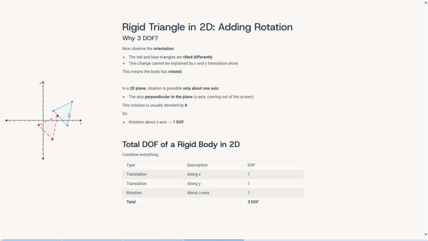So why is the rotation considered? Because a red or blue triangle can be rotated, right? It can be rotated 0 degrees, 90 degrees, 30 degrees. So to define it exactly, we need 3 DOF. Translation means moving along x and along y, so 2 DOF in translation, and in rotation there is one about the z axis. So each triangle will have 3 DOF here.